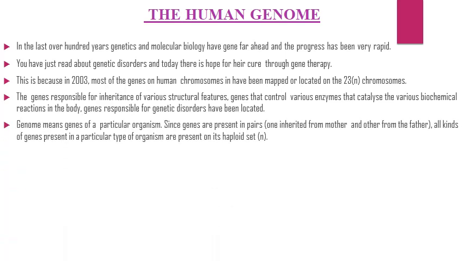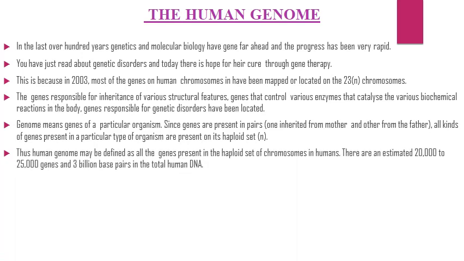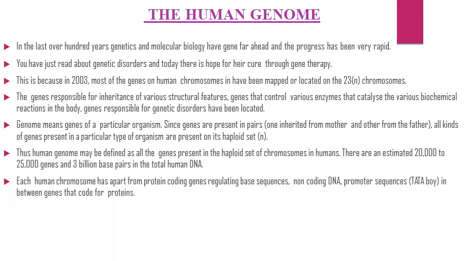Genome means genes of a particular organism. Since genes are present in pairs, all kinds of genes present in a particular type of organism are present on its haploid set. The human genome may be defined as all the genes present in the haploid set of chromosomes in humans. There are an estimated 20,000 to 25,000 genes and 3 billion base pairs in the total human DNA.